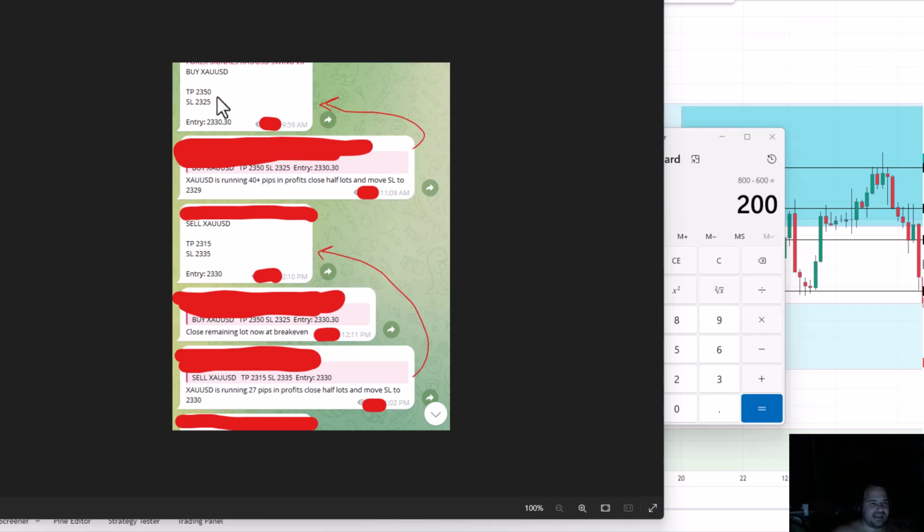Same situation here, right? The stop loss is 55 pips, okay? And at 40 pips, you take half. So you just need to lose one position and that's it.